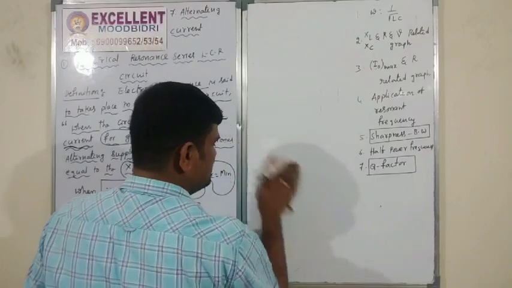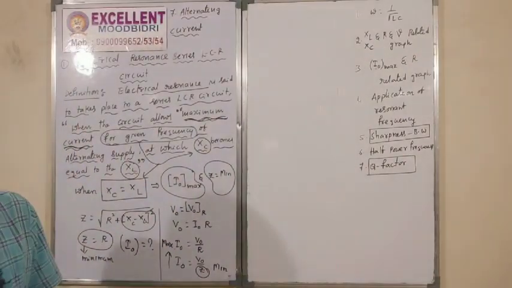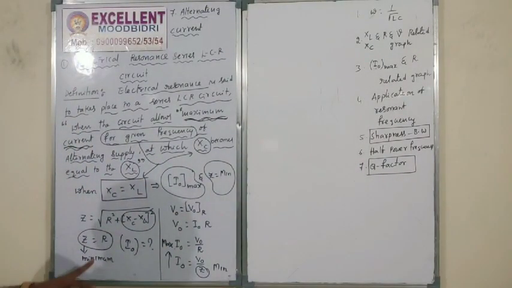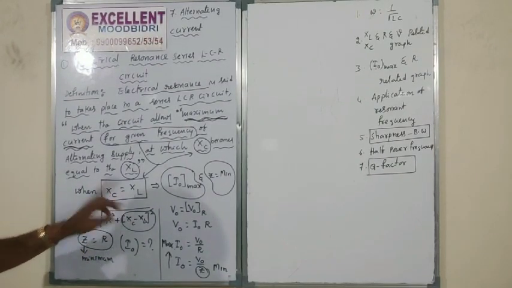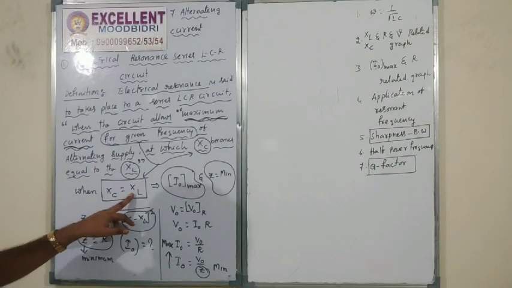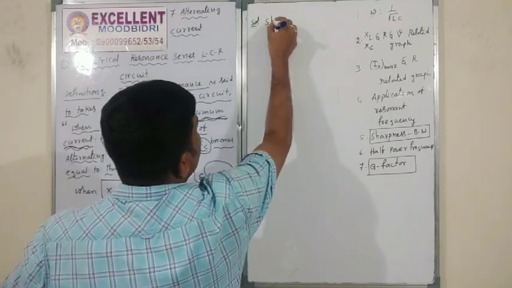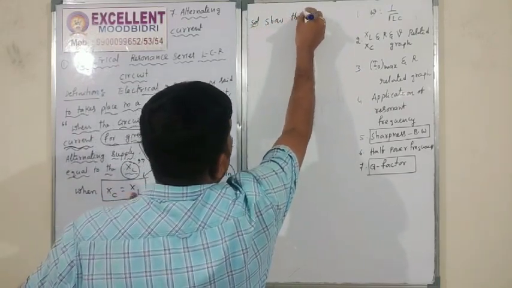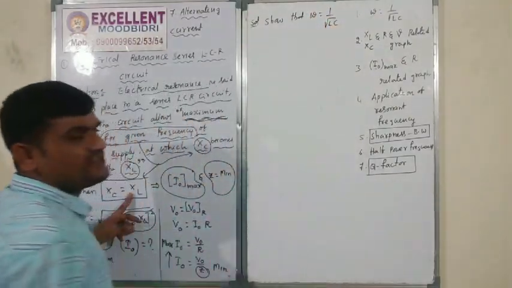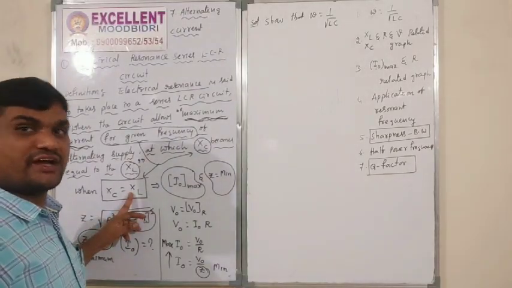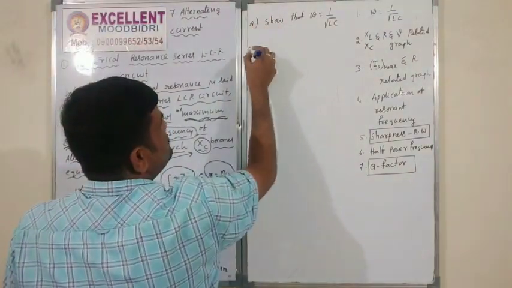Next, the second question is: show that omega is equal to 1 by root over LC. So continue this question. Here, what is that? Xc is equal to XL. Remember here, show that omega is equal to 1 by root over LC, the angular resonant frequency. This is the question. Now the solution.